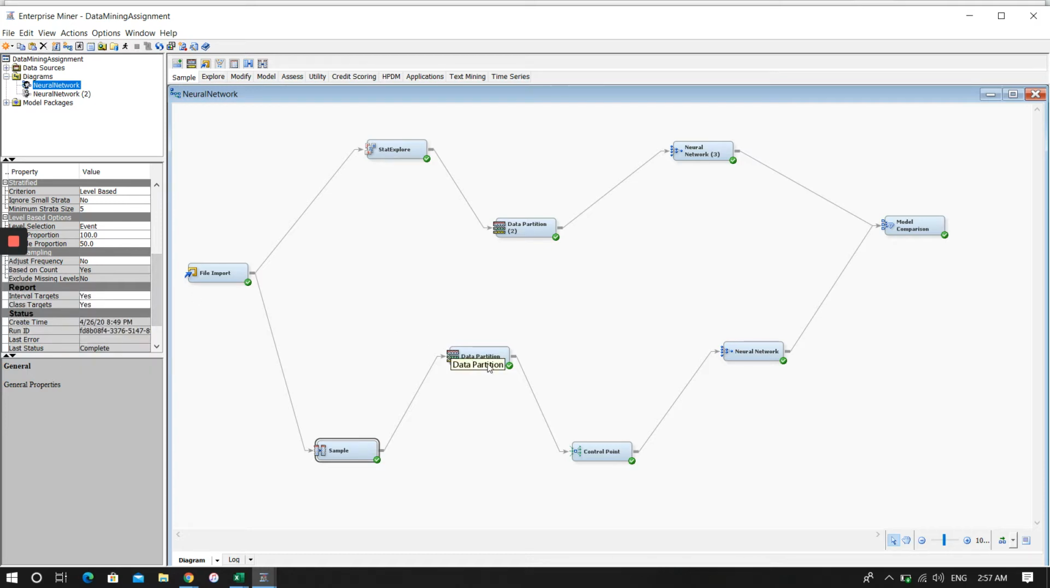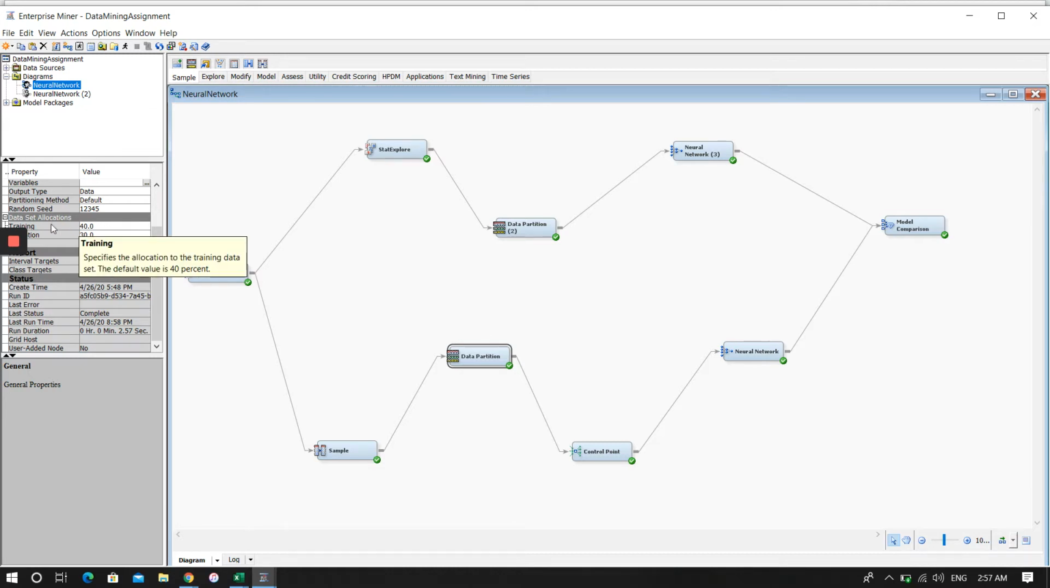My second concept is data partition. This is how I've partitioned my data: 40% to training, 30% to validation, 30% to test. Why do we partition the data? Because we partition it to build an effective model which has been trained, validated, and then tested to make it work for real-time scenarios. Here I've given 40% to training.